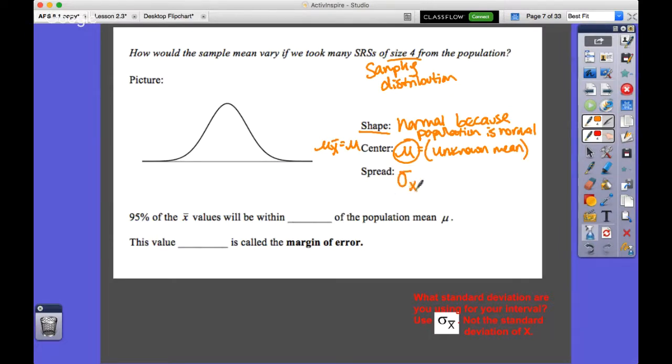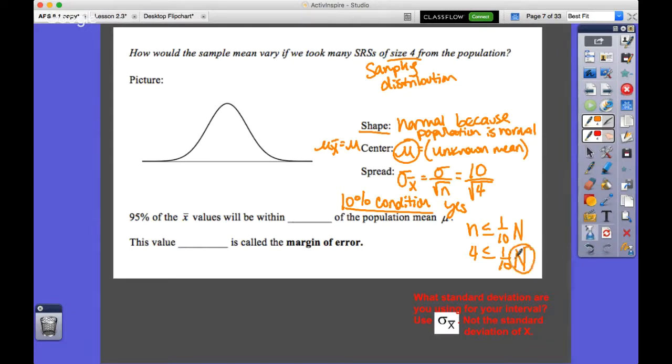So this would be the standard deviation of X bar, which, oh, by the way, would have to follow our 10% condition to be able to use this, right? And remember, the formula is the standard deviation of the population over the square root of n. So this would be 10 over the square root of 4, okay? Now, is the 10% condition satisfied? That's the question here. The answer is yes, because as I look at it, little n is less than or equal to 1/10 of my population N. Because we know that my little n is 4, and is that less than or equal to 1/10 of my population? Absolutely. Because we're going to assume that N is greater than, if I multiplied by 10, that 40 would be less than or equal to N, right? So 40 is less than or equal to big N.